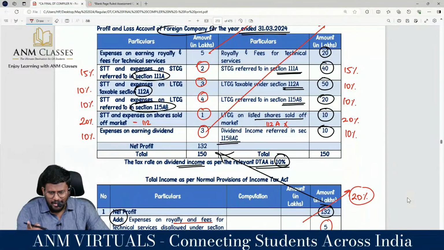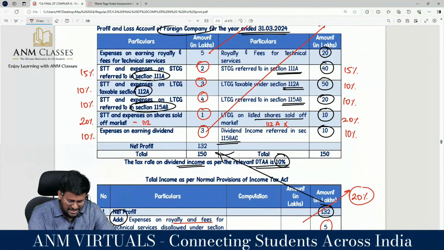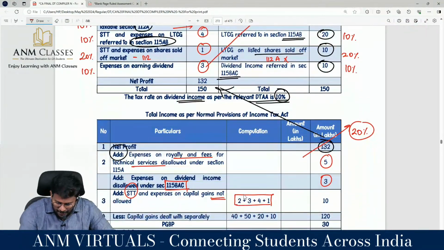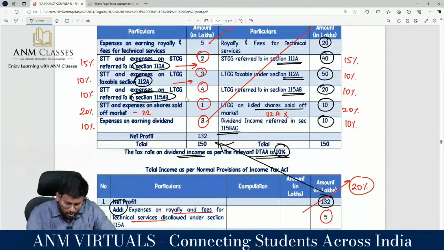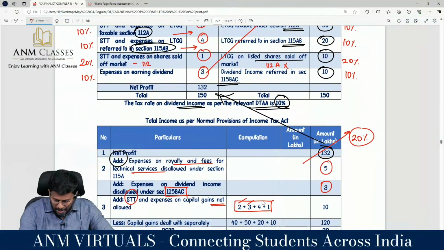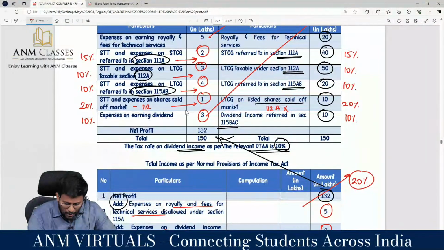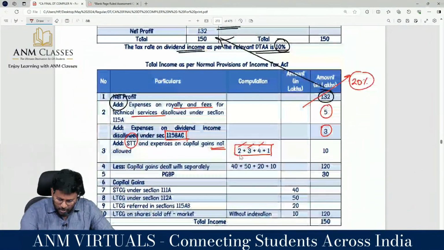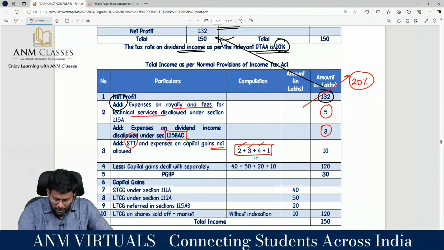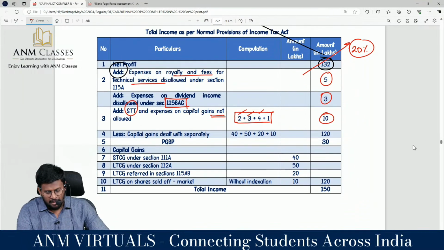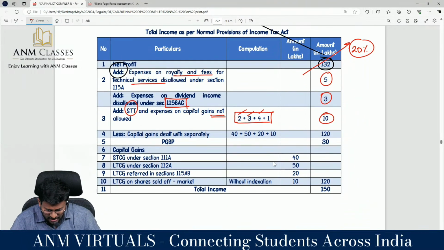When I am calculating the MAT, this 2 lakh STT is on account of 111A, I am adding back. STT on LTCG 3 lakh, I am adding back. STT on 115AB 4 lakh, I am adding back. Sir, this 1 lakh I am adding back. So totally 2 plus 3 is 5, 5 plus 4 is 9, plus 1 is 10 lakhs I have added back, and the corresponding capital gain I have removed to deal it separately.